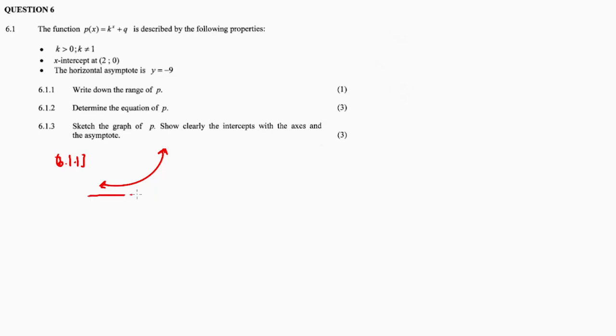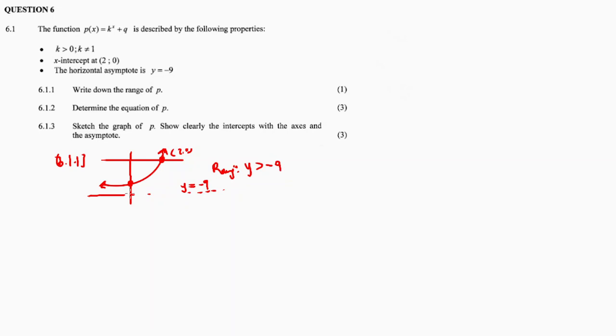I'm given the horizontal asymptote minus 9, and then obviously there will be a y-intercept, but I'm also given the x-intercept, which is (2; 0). So the range is the set of y values which are true for this function. The horizontal asymptote has something to do with range. The range is y greater than minus 9.